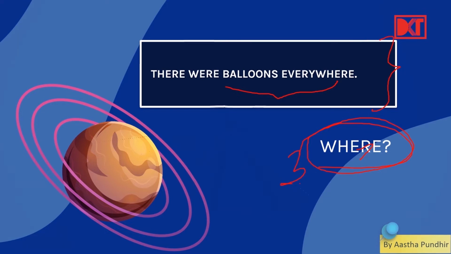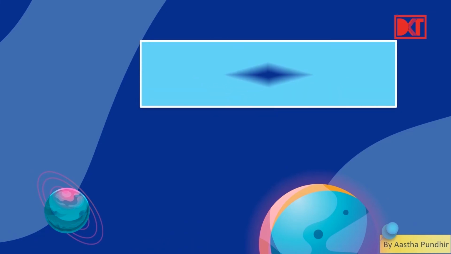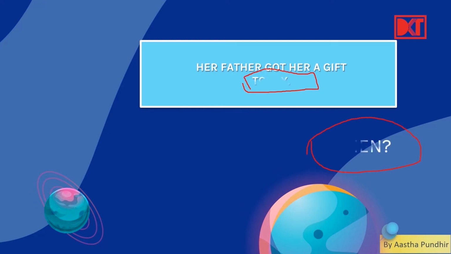Now next, this sentence is, her father got her a gift today. So this sentence is answering the question when. You see, her father got her a gift today. When did he get her a gift? Today. The question being answered is when. The fourth point is when, and her father got her a gift today. There are different kinds of questions being answered in each sentence.